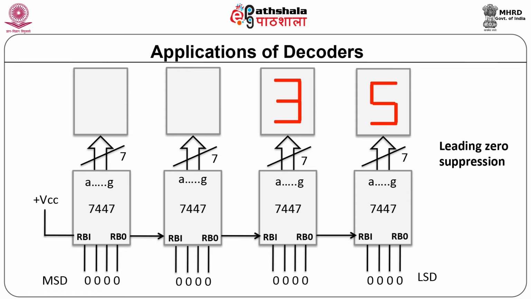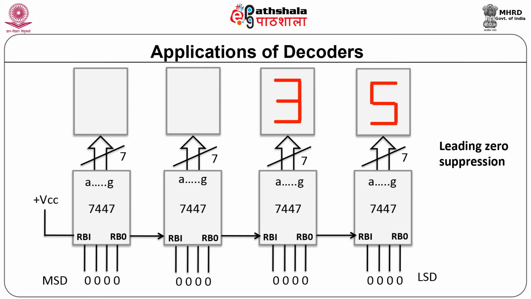For example, number 35 is to be displayed on a 4-digit 7 segment display. In place of displaying actually 0035, leading zeros will be blanked out in the display. It may help users to read the number easily. In this circuit, RBI of most significant display is connected to plus VCC and the RBO is connected to RBI of the next decoder. This is the way how ripple blanking is implemented through cascading.